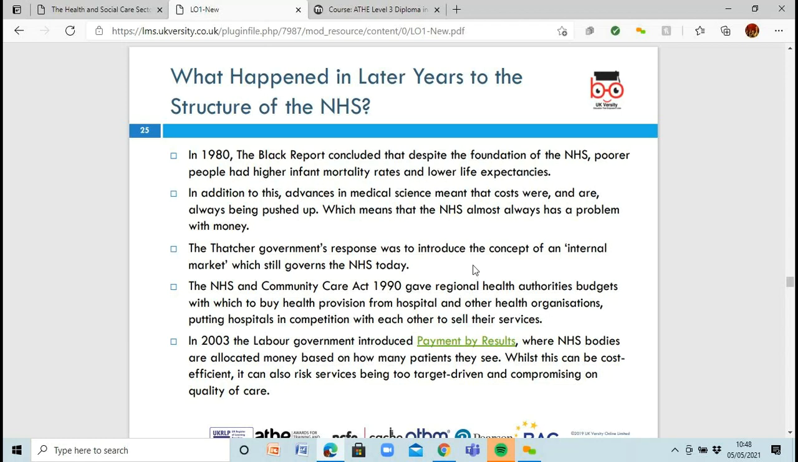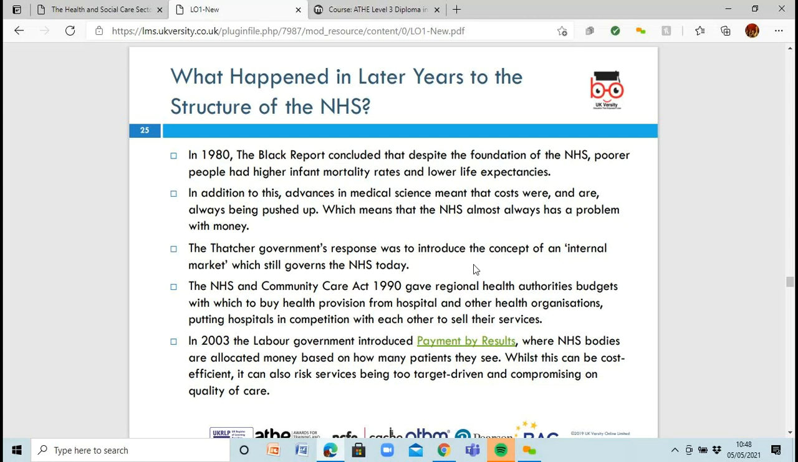When Margaret Thatcher came about, she responded to this by introducing the concept of an internal market, which still happens within the NHS today. The NHS and Community Care Act in 1990 gave the regional health authorities budgets, so a budget was made that you have to keep within. What they'll do is put hospitals in competition with each other, to try and improve themselves and get more budget out of it. The higher your rating, the higher your budget. The more patients you're seeing, the more budget you're going to get.